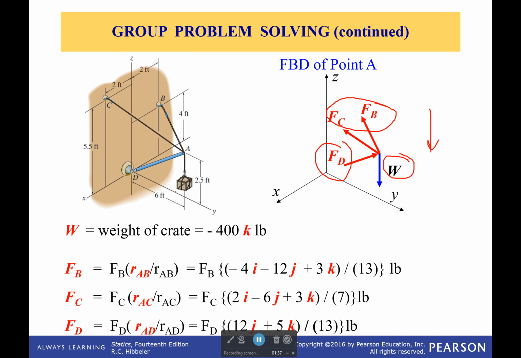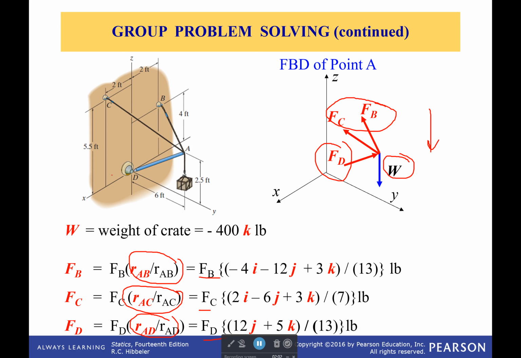Now, we need to get these force vectors, and what we do is we get the unit vector for each of them, and then multiply that by their unknown force magnitude. Now, these unit vectors are pretty simple to get. The directions are fairly easy. Just be very careful about your signs, because you're starting from A and going to some other point each time.